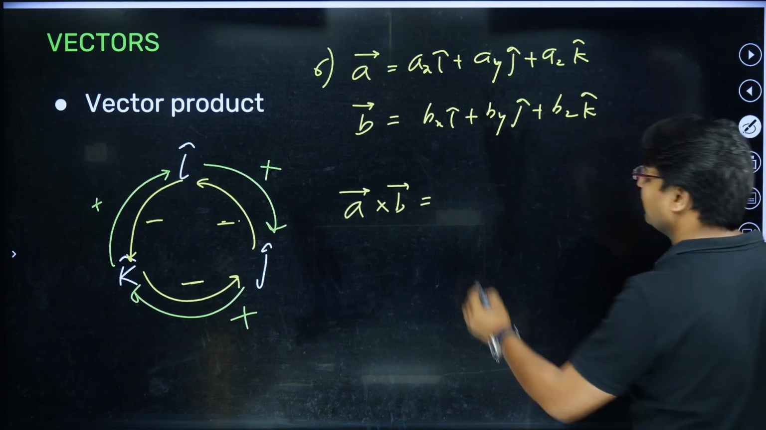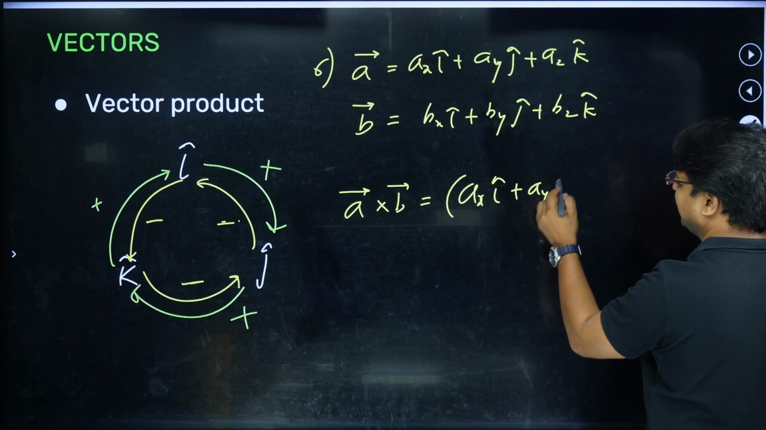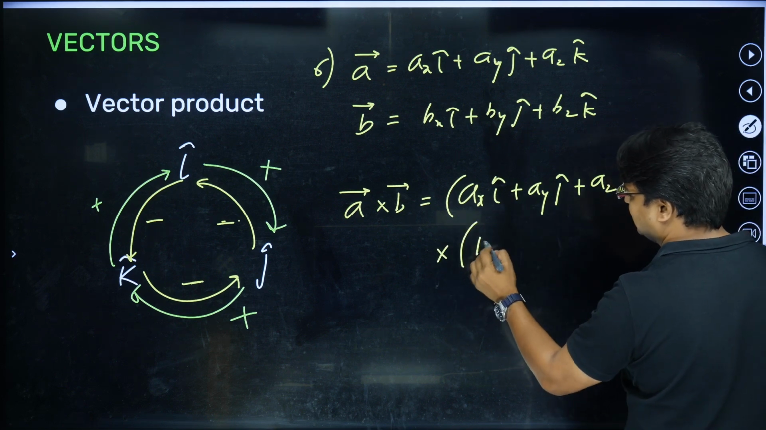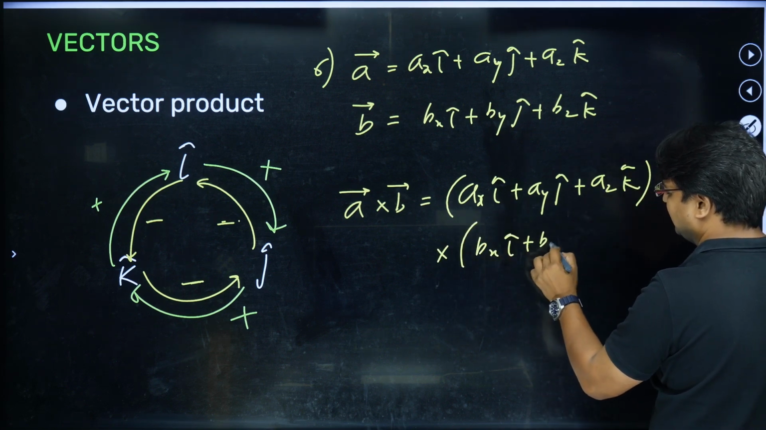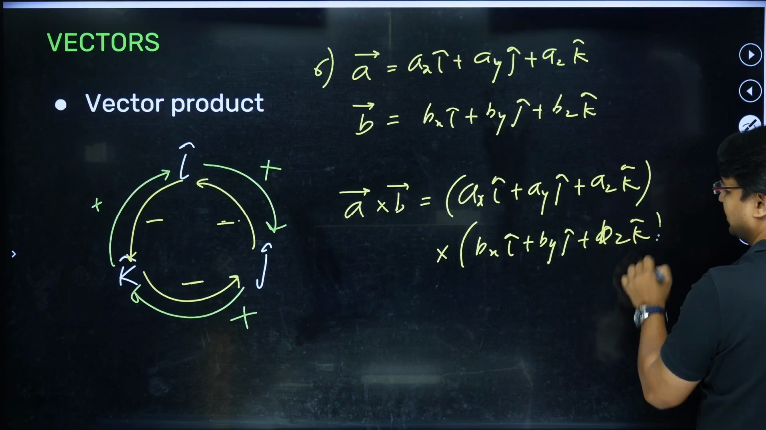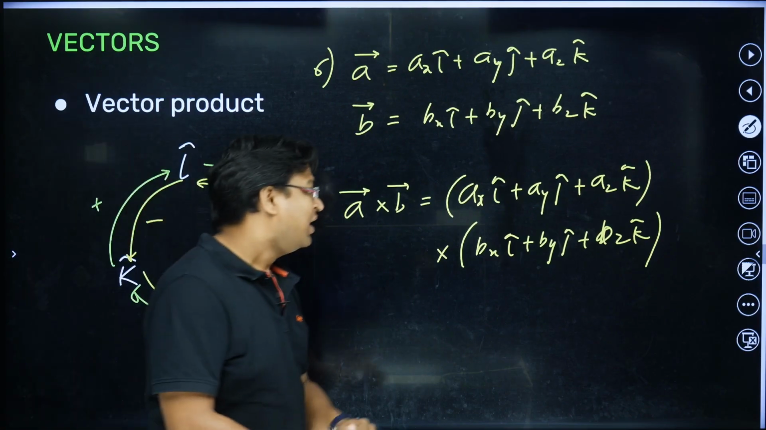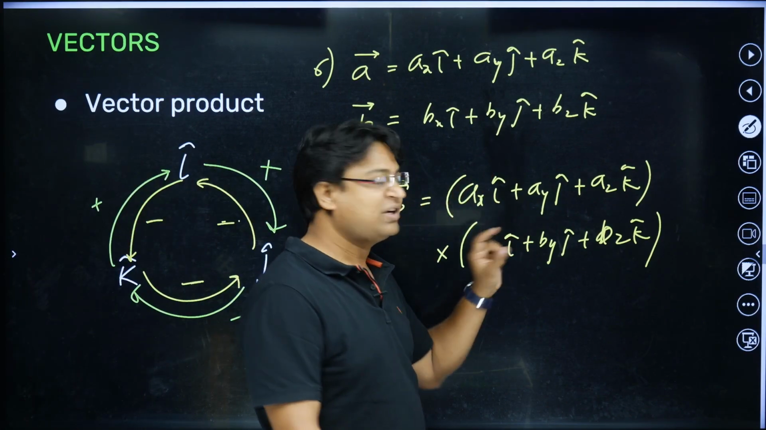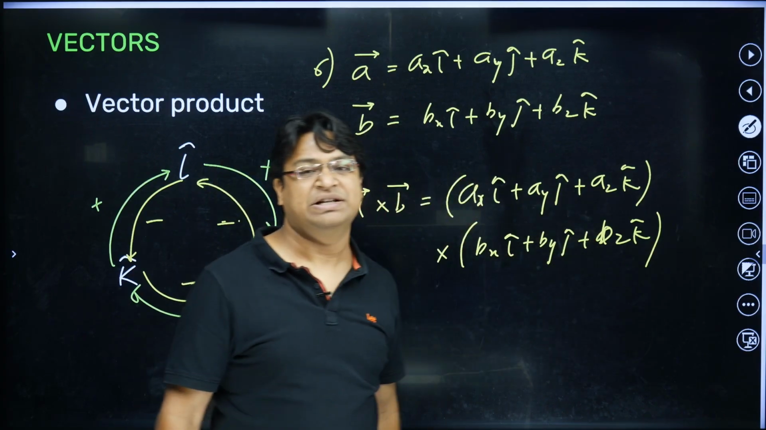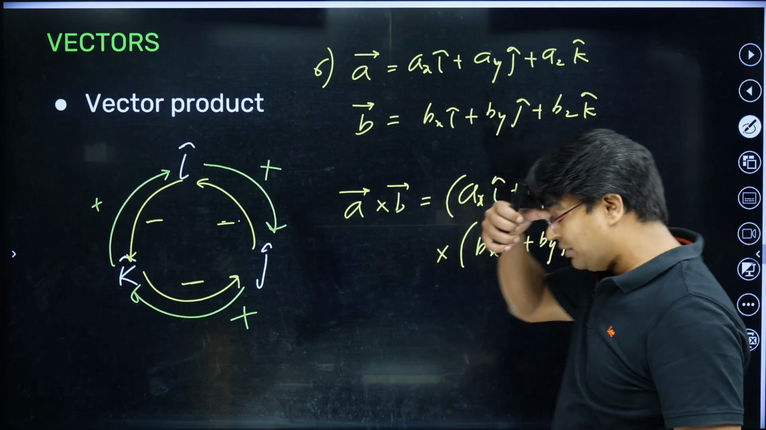What should I do? I will write (ax i cap + ay j cap + az k cap) cross (bx i cap + by j cap + bz k cap) and sin theta. Should I write sin theta? No, students, I hope you remember. I have just substituted the vectors. I have not written magnitude of A or magnitude of B, and therefore I will not write sin theta. I have substituted the vectors in component form, not the magnitudes.